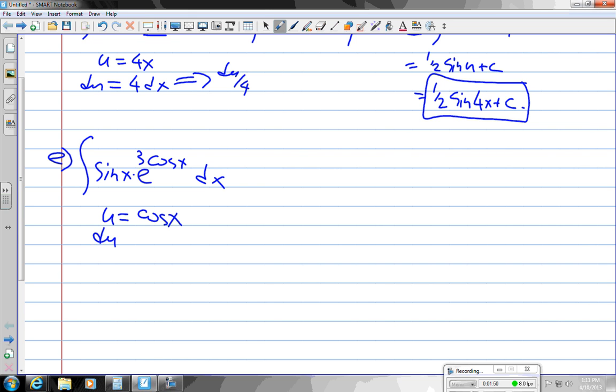There's actually 3 cosine x. Oh yeah? That matters, doesn't it? That matters not by much.